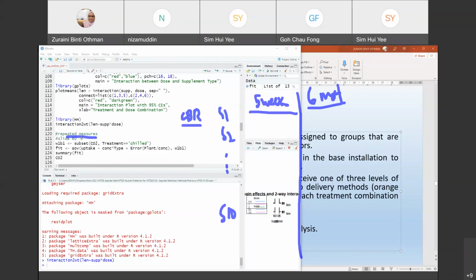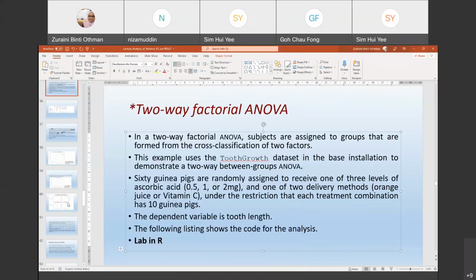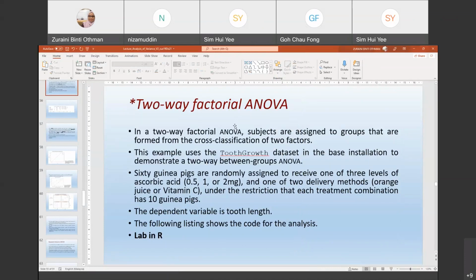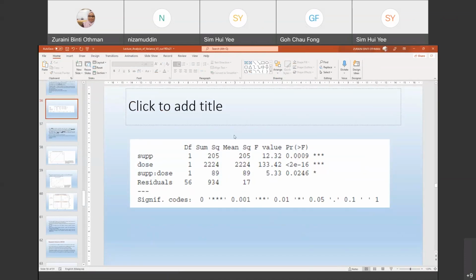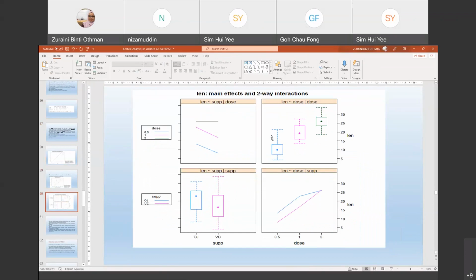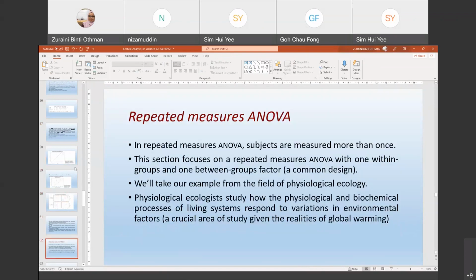The slide for repeated measure was at the beginning of the slides last week. This is the exercise with an example using repeated measure. This is the two-way factorial that we showed just now, and this is the result, and this is how to visualize the interaction, and how to visualize the main effect and two-way interaction. Now, repeated measure ANOVA.